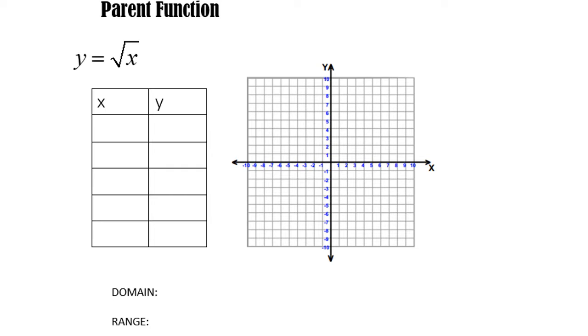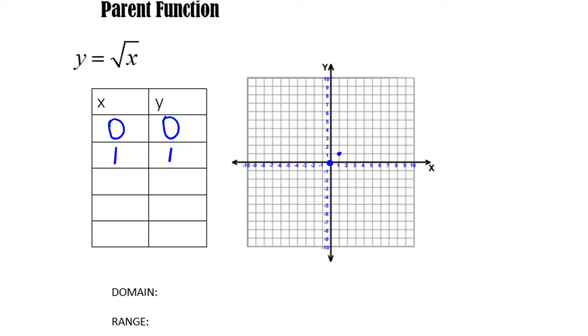To start off, I know that I can't take the square root of a negative number and have it be visible on a graph, as it would be imaginary. So let's start off with 0. The square root of 0 is 0. I can graph that point. Let's plug in 1. The square root of 1 gives me an answer of 1. So 1, 1 is my next point.